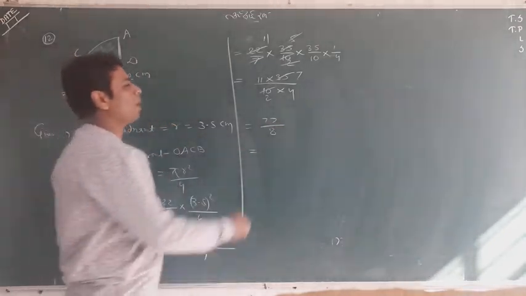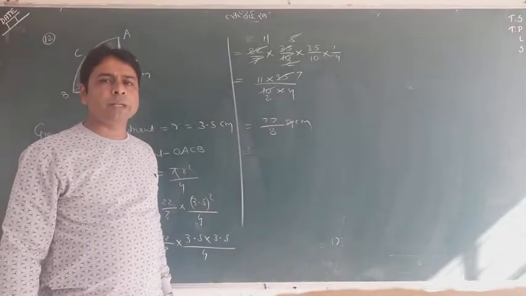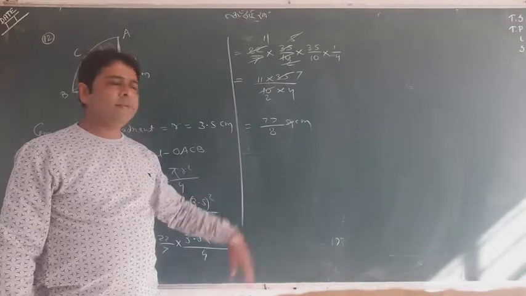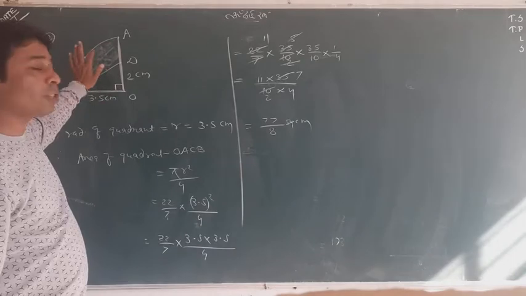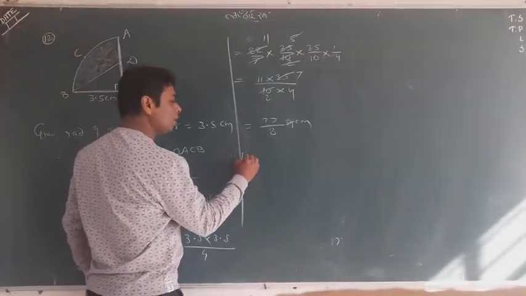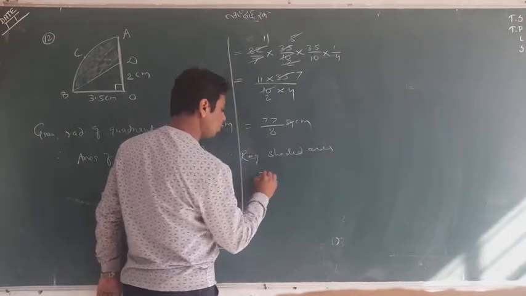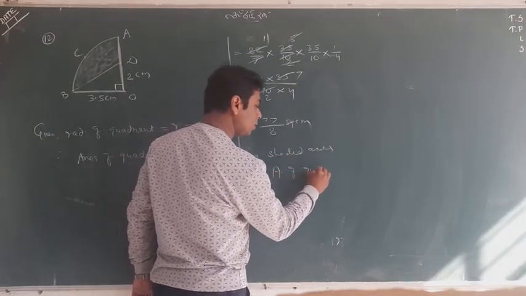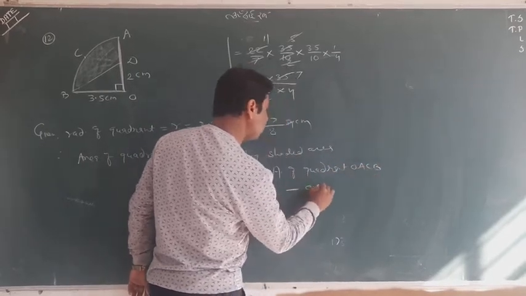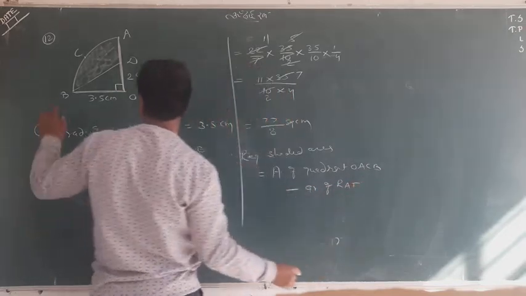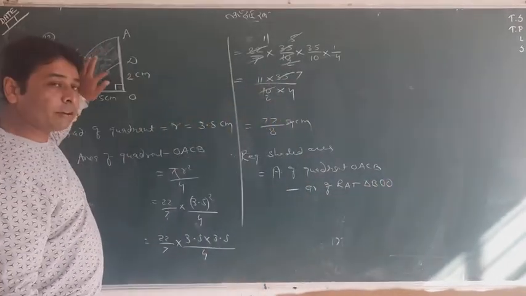Now this is in square centimeters. I don't want to divide because it will come in a decimal even in approximation. So we leave the answer right here. This is the whole area of the quadrant. Now I need this shaded one so that you understand. Now the second question, required shaded area equal to area of a quadrant OACB minus area of a right angle triangle BOD.